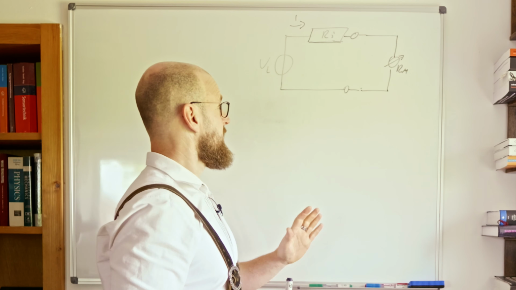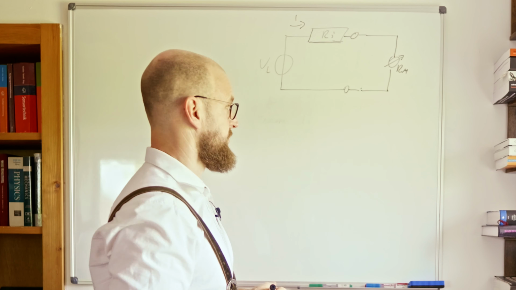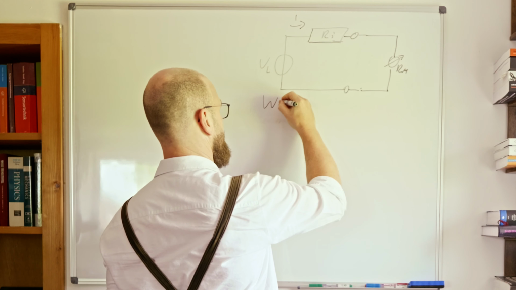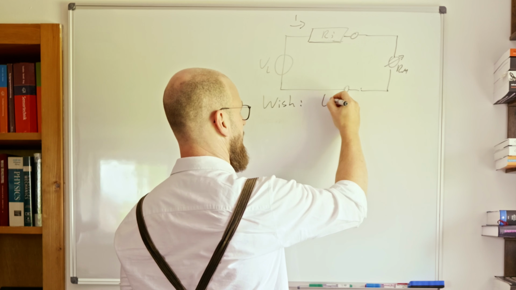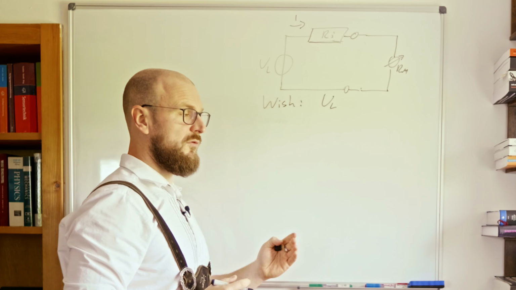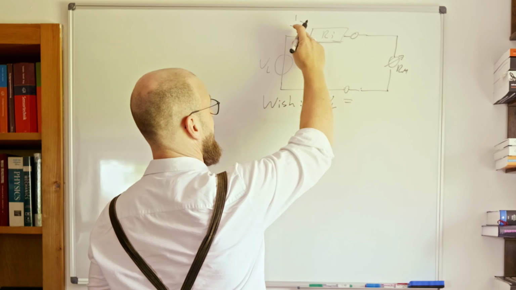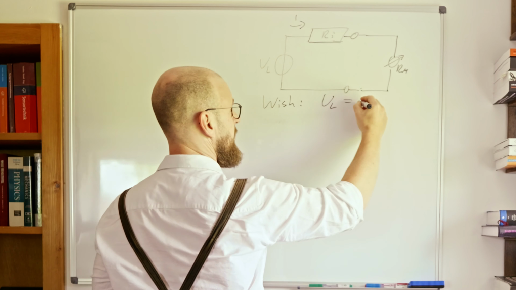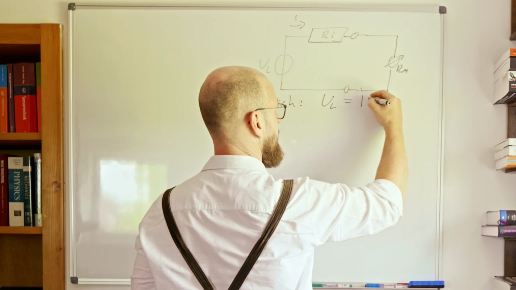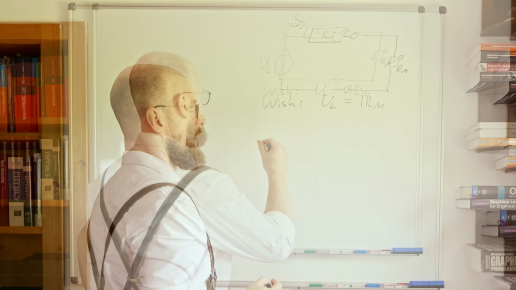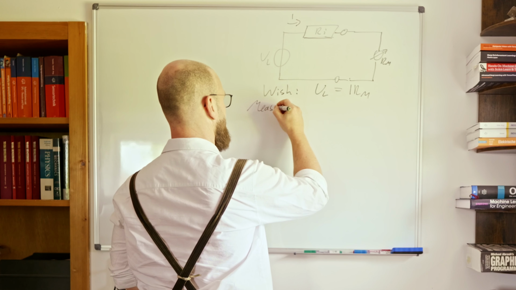Okay, so let's look at the ratio of our wish and our measurement again. Let's just write down the wish, which is the voltage of our voltage source, which can be described as the current over here times the resistance over here. And now our measurement is something different.